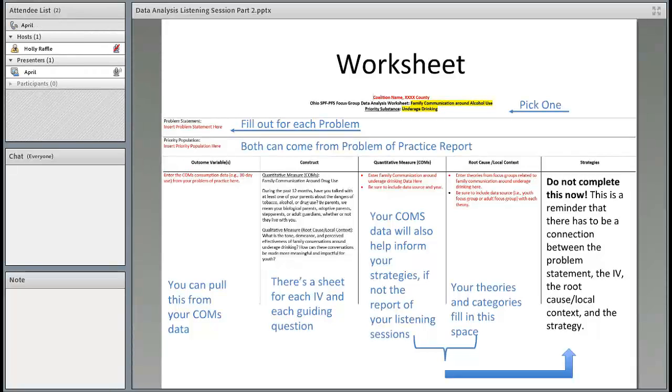We left this column here as a reminder that there has to be a connection between the problem statement, the intervening variable, the root cause, local context, and the strategy. Both of your data sources will inform your strategies, but this is not for you to fill in now. So for the next stage, you want to fill in all the red text only: the problem statement, priority population, your consumption data, your quantitative measure outcome, and from this webinar, your theories from your focus groups. That's all you need to complete on this worksheet now, but it will help us in the long run come up with our strategies.